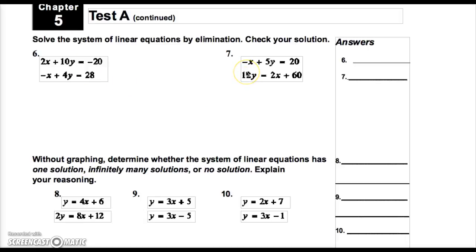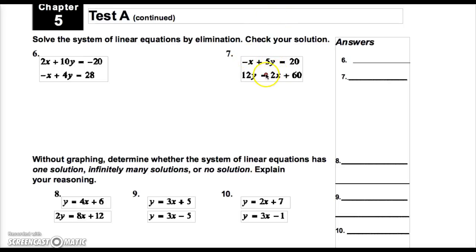Okay, looking at number 7, we have negative x plus 5y equals 20 and 12y equals 2x plus 60. So the problem with these two equations is they don't look the same. The first one has the x and the y on the same side of the equal sign, and the bottom one has the y by itself over here on the left. So in order to solve them by elimination, we want them to be set up the same way.